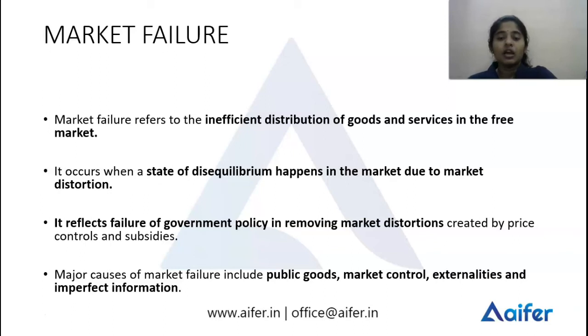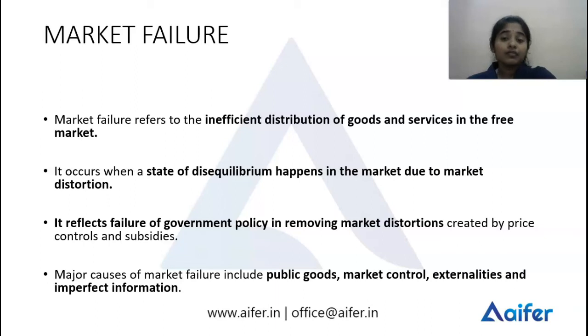When a market failure occurs, there will be a state of disequilibrium. Either supply or demand will be deficient or in surplus. So that happens in the market, and when there is a market distortion, that means when there is any problem in the market. The causes we will see in the next slide.